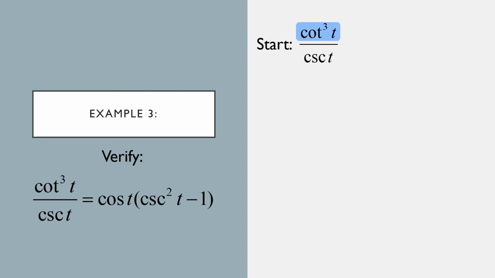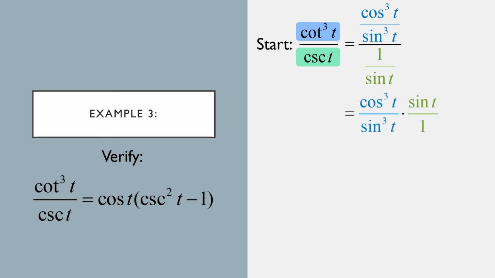I can use a quotient identity to replace cotangent cubed of t and a reciprocal identity for cosecant of t. Using algebra, I will multiply by the reciprocal, and I can simplify sine of t with one of these factors, sine of t. That leaves me with sine squared of t in the denominator. Okay, so this is what we have.